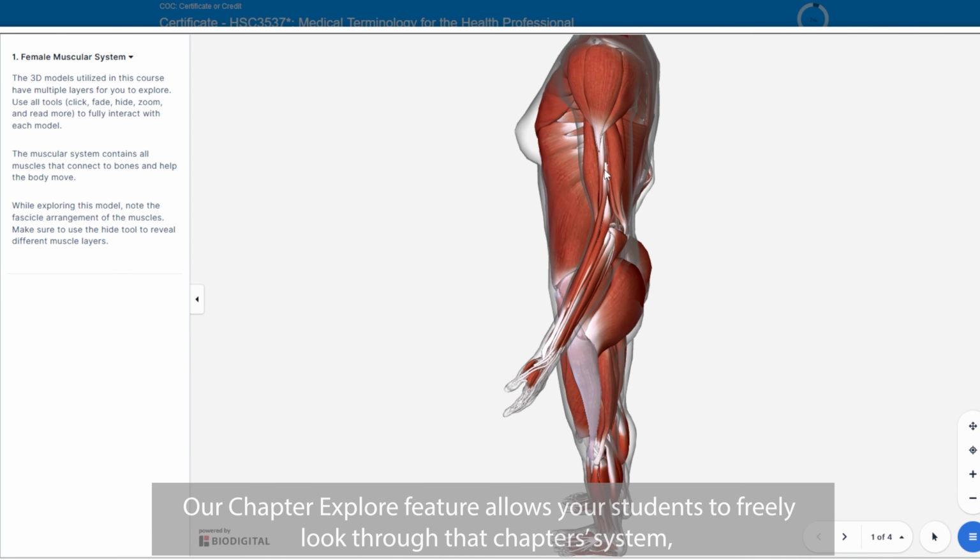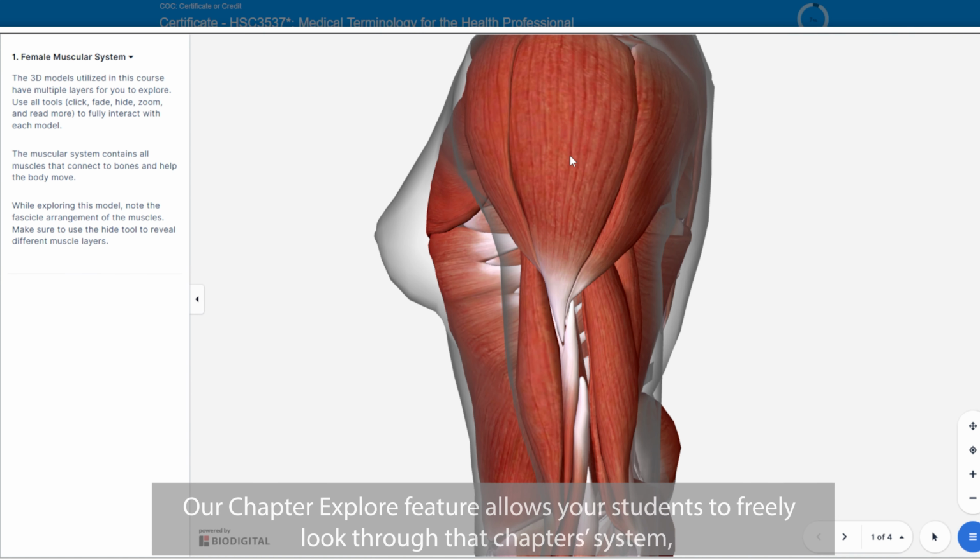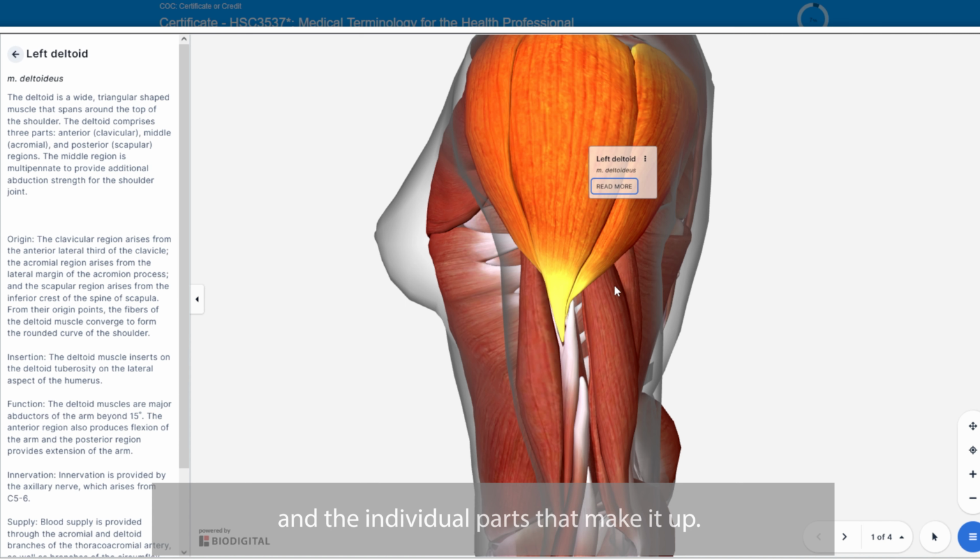Our Chapter Explore feature allows your students to freely look through that chapter system and the individual parts that make it up.